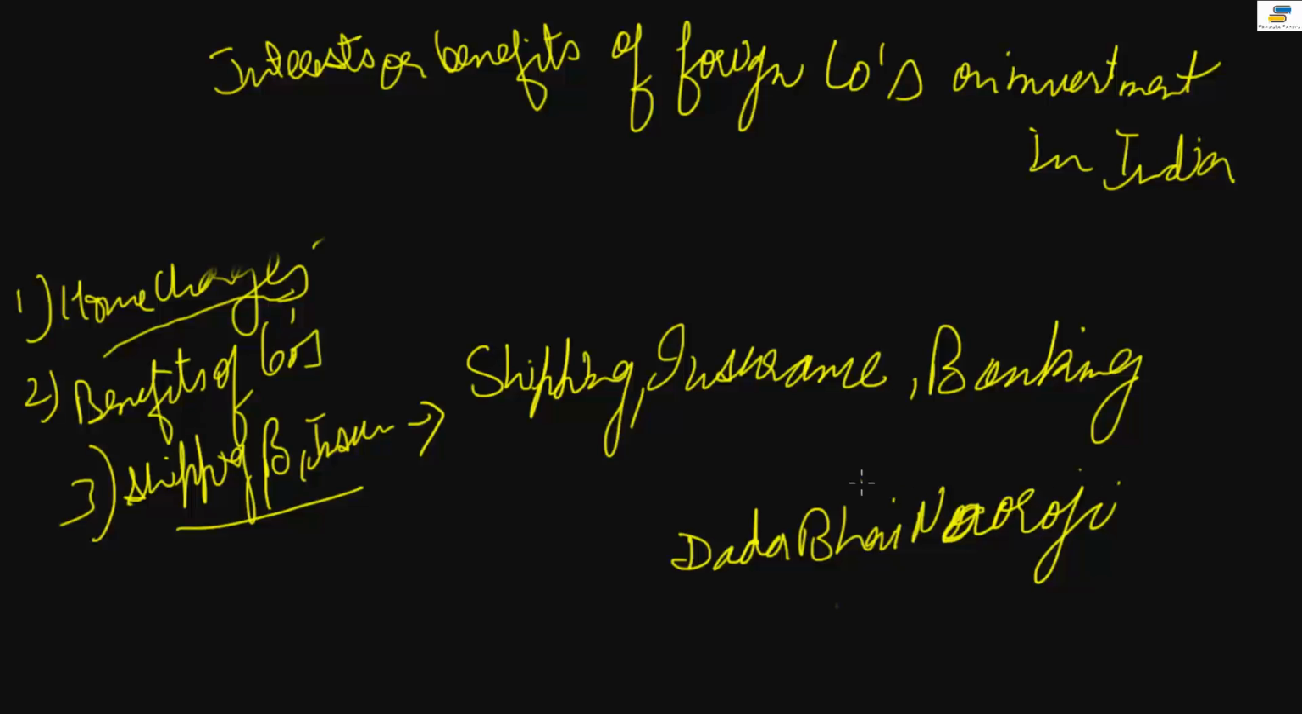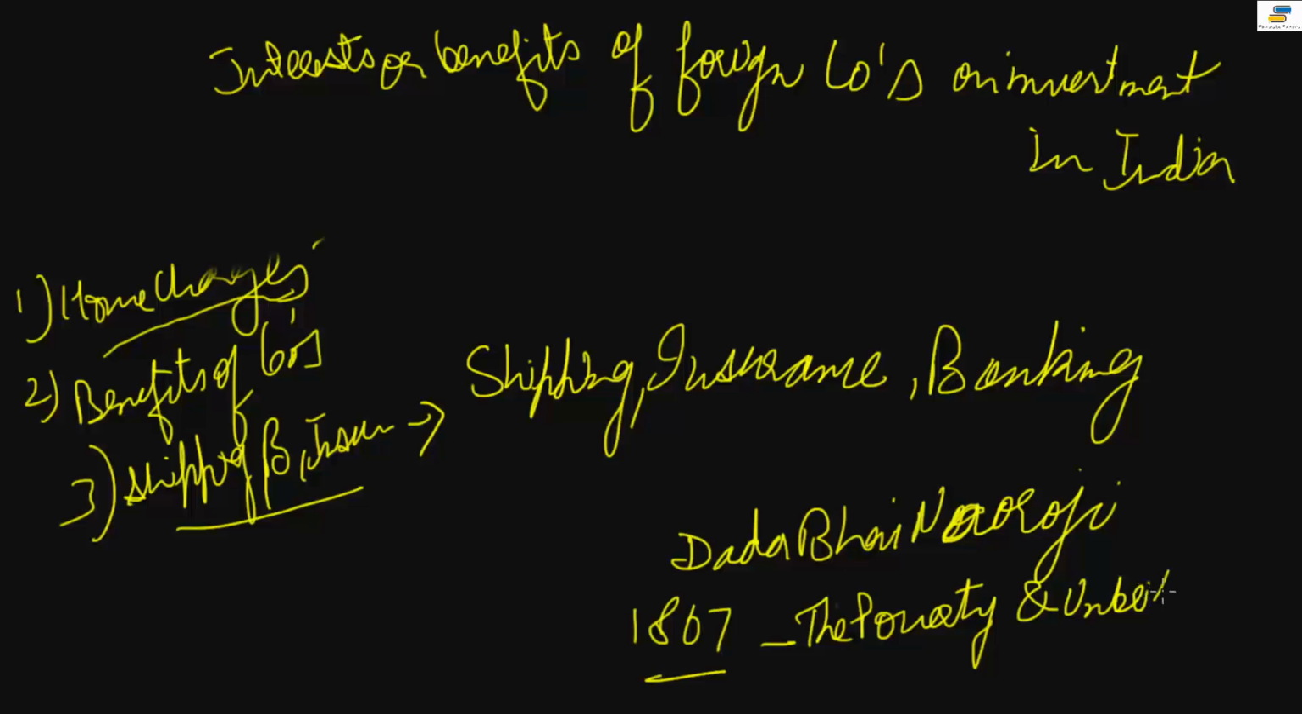Naoroji. Okay. And this was explained by him in his book in 1867, and the name of his book was The Poverty and Un-British Rule in India. That is why UPSC keeps on asking you this name in the paper: who wrote this book, The Poverty and Un-British Rule in India, right? Why? Because in this book only he explained this concept of the drain of wealth theory, and this man is also known as the father of economic nationalism.